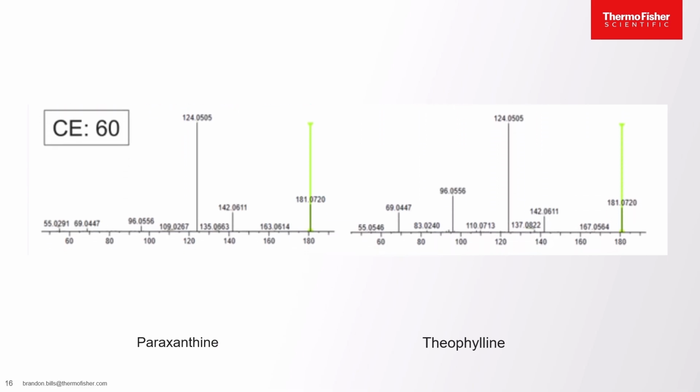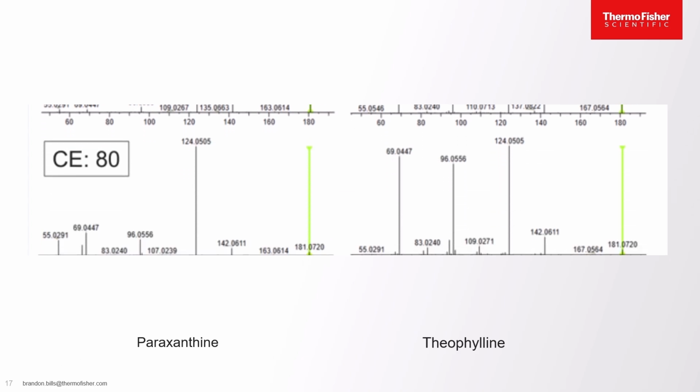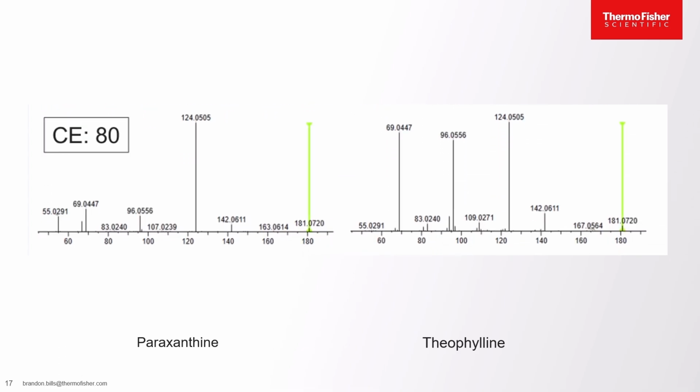Take that up to collision energy 60, and we can see that theophylline now has this 69 peak and 96 peak coming in, which is not really showing up in the paraxanthine. Check this at 80 collision energy. Now it's very different between the two spectra. Theophylline has a lot more of the 69 and 96, where paraxanthine is still largely this 124 fragment.